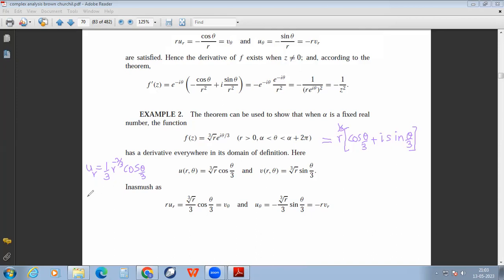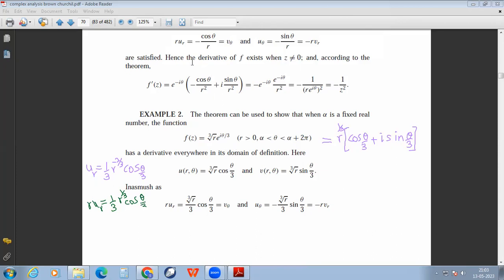Yes, ma'am. What our equation requires is u_r to be multiplied by r. So let me multiply throughout by r. What will happen? r u_r will be equal to 1/3 is there. And we are multiplying by r, which means addition of the indices, 1 and minus 2 by 3. So 1 minus 2 by 3 is 1/3. So I'll get this as r raised to 1/3 into cos of theta by 3. Followed?